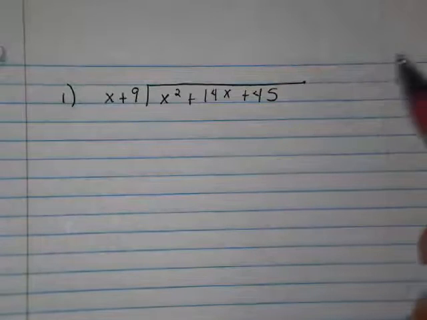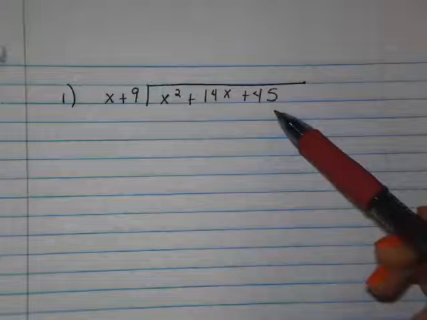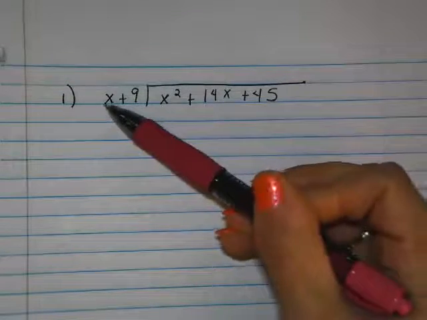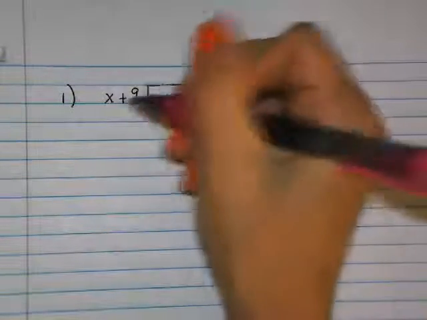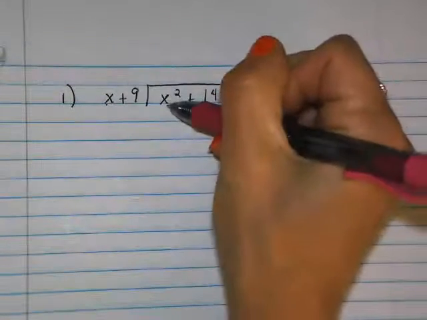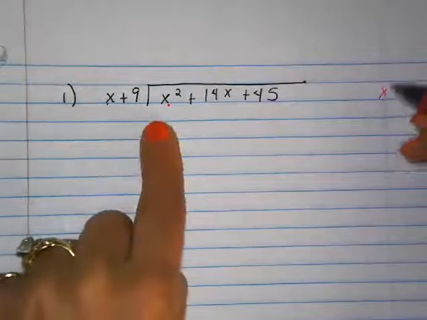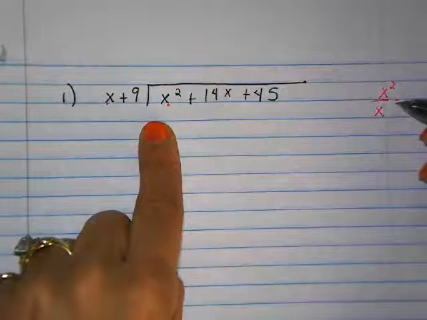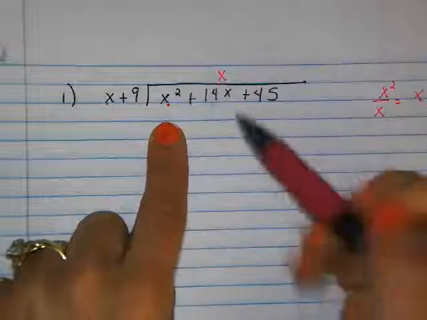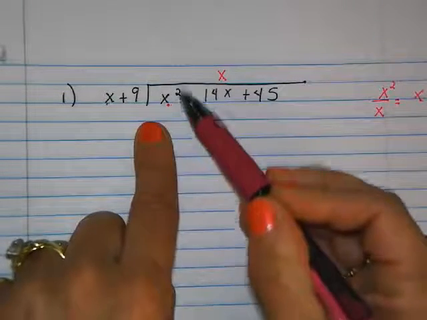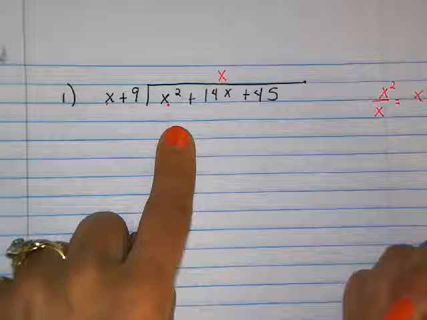Alright, step 1, make sure everything is arranged from the highest order to the lowest. Alright, that's done. Step 2, divide the first term of the divisor into the first term of the dividend. So my question is, how many times does x divide into x squared? So if I do x squared divided by x, I get x. Okay? Now, what I like to do is line them up. Do you see that this is an x squared term? So I don't want to put it up here, but this is my x term, so I'm going to put it right above that. Alright?